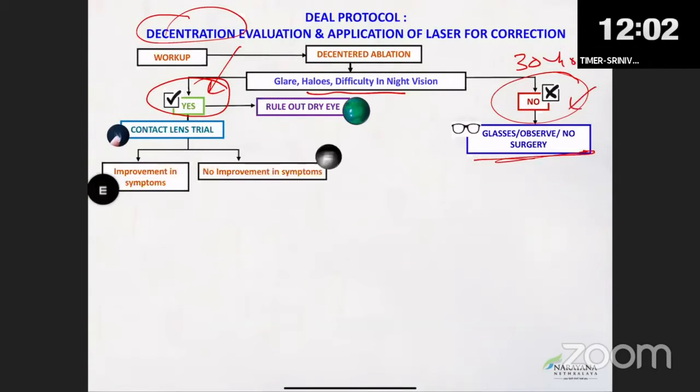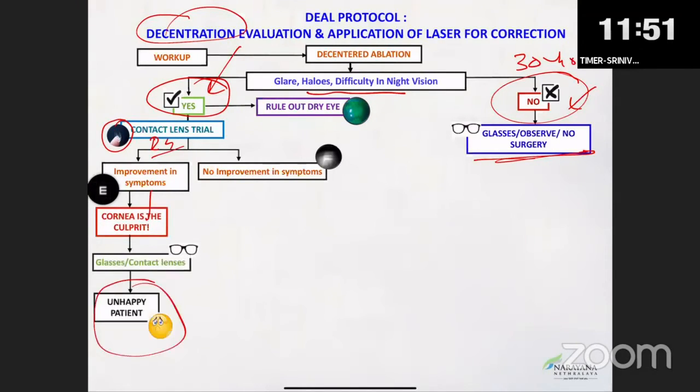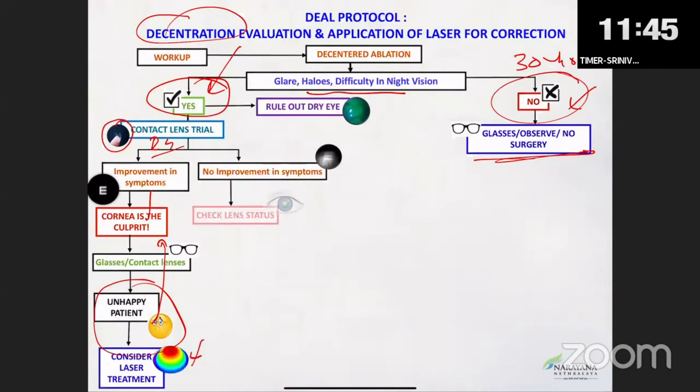If yes, if you put contact lenses, it's a rigid lens because it reduces the aberration. And most of the time, the cornea is the culprit. You know why the patient is unhappy. The problem is in the cornea. When there's no improvement, then for them, you consider laser. When there is no improvement, look out.